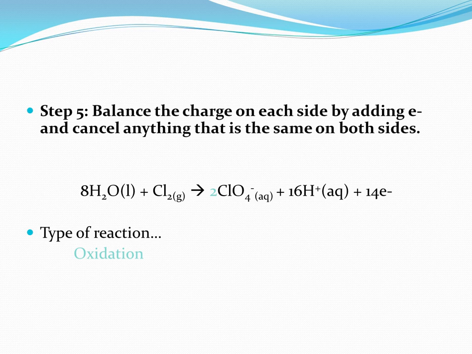In step 5, we balance the charge on each side of the balanced equation by adding electrons. Remember from the previous lesson that electrons have a -1 charge.